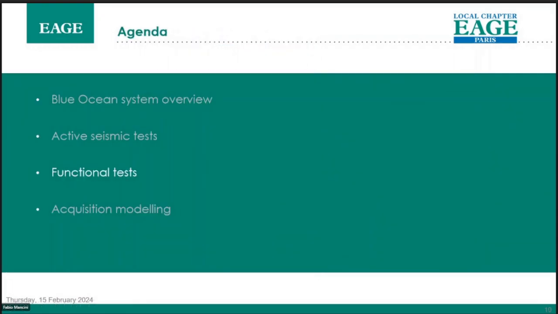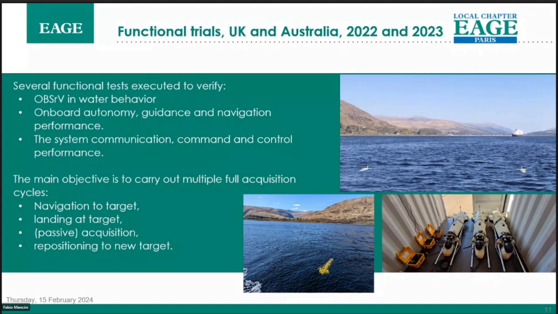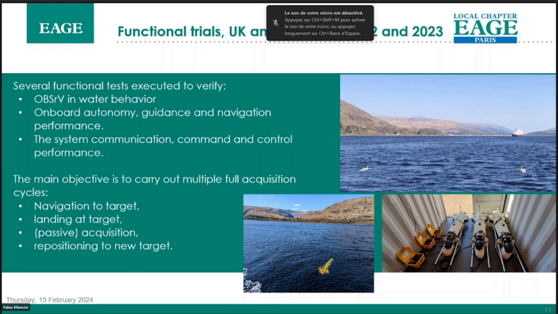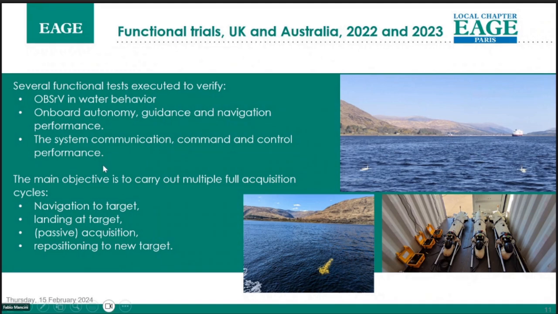The other testing that we carry out frequently is what we call the functional tests. Those are tests that we do without an active source. So it's really easy in that sense to go and deploy this unit, either in the UK or a lot of the time in Australia, where the weather is slightly nicer. And we can do that without any permit request. What we try to do in this functional test is really to verify the behavior of the unit in water, their autonomy, our capability to guide and navigate the unit, and the entire system that we have in place to complete the operation.